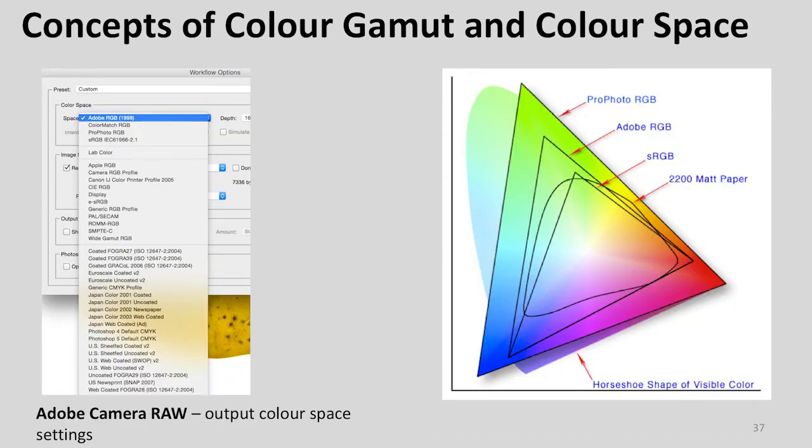Ensure that you have selected the correct color space for output in the Output Workflow options in Adobe Camera Raw. So it's no use outputting to Adobe RGB if you're sending it to pre-press. You need to go down and find your generic CMYK profile. Here it is. If you look at the background image, the large horseshoe shape represents visible color. Okay, there it is in the background there.